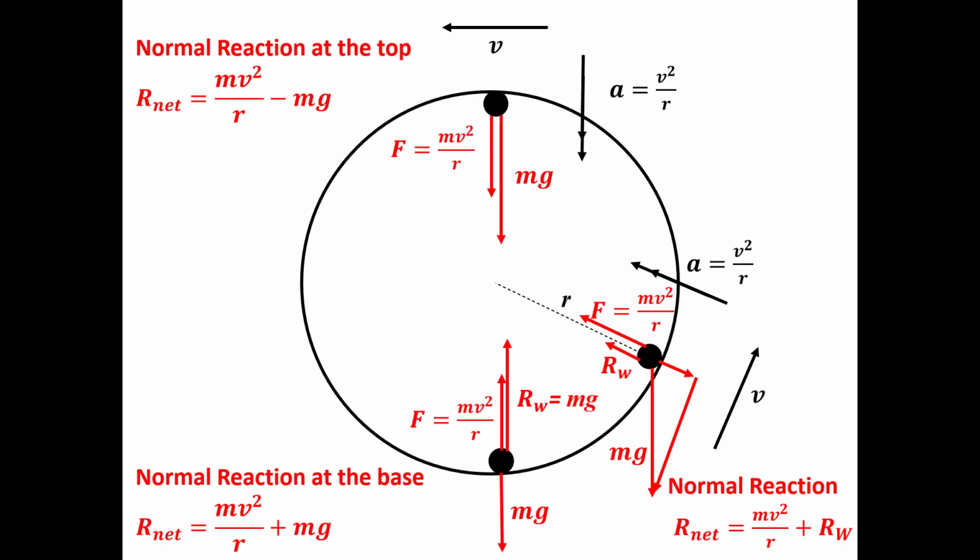So, if you are travelling round a vertical circular loop at a constant speed, you will feel a lot heavier at the bottom of the circle than you do at the top.